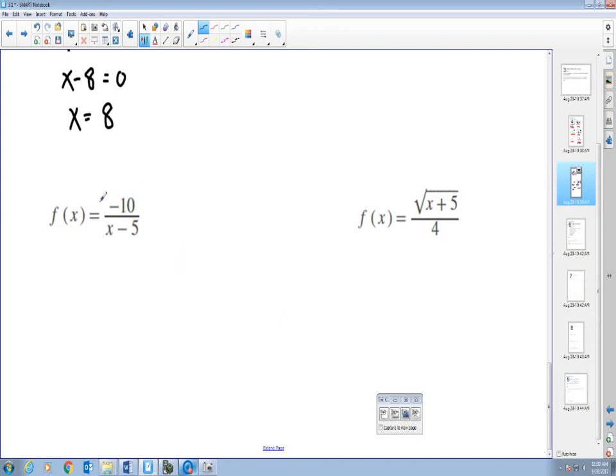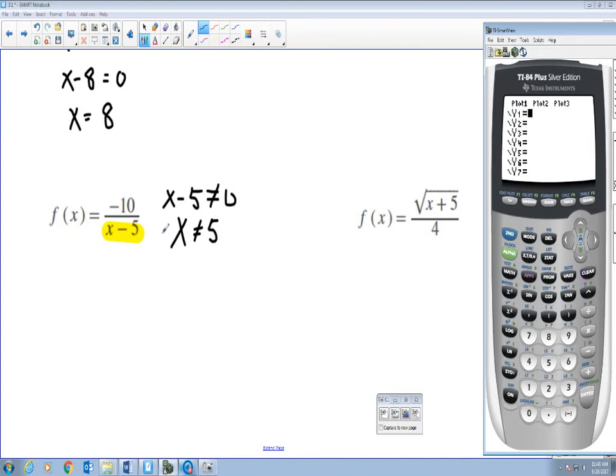Alright, this is a rational function, just like the one I showed you earlier, where we say that the denominator cannot equal zero. So this time, whatever x minus 5 is cannot equal zero. I will go ahead and figure that out so I will know what my restriction on the domain is going to be. Move the negative 5 over, my x cannot equal positive 5. So my restriction on the domain will be x cannot equal 5.